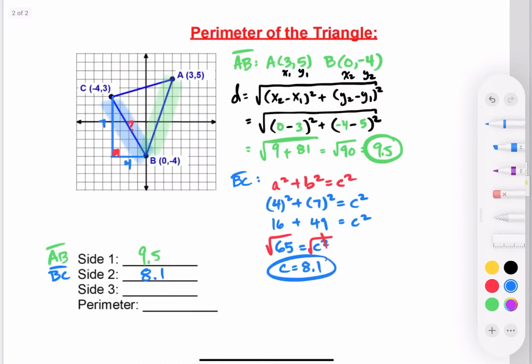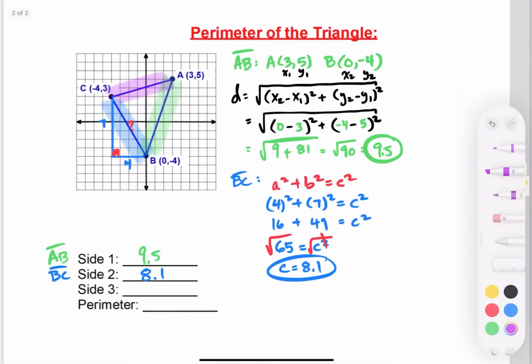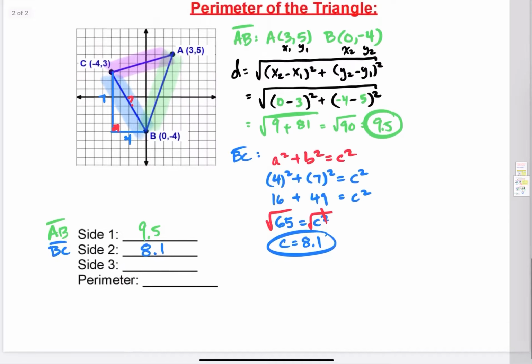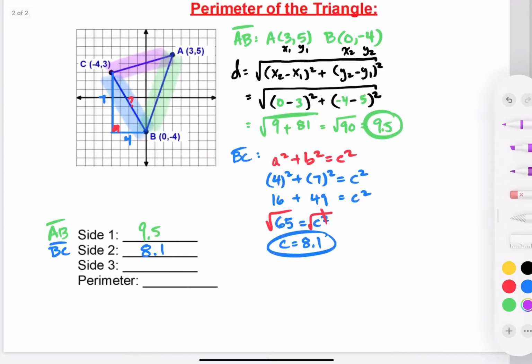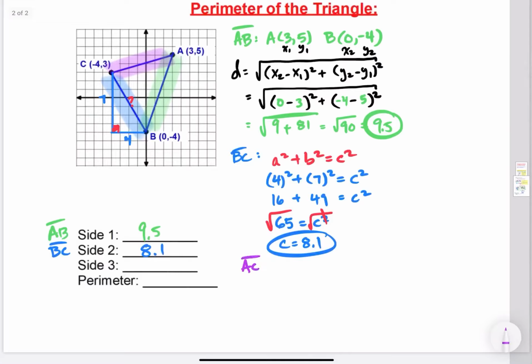All right, last but not least is my third side, and the third side that we want here is going to be AC or CA. And it doesn't matter which way you go because the distance from C to A is the same distance from A to C. So let's go ahead and make a little bit of space here. I'm going to move this down a bit, and I'm going to try to do the Pythagorean theorem once again over here. So I'm going to try to fit all this in over here. So let's do side AC.